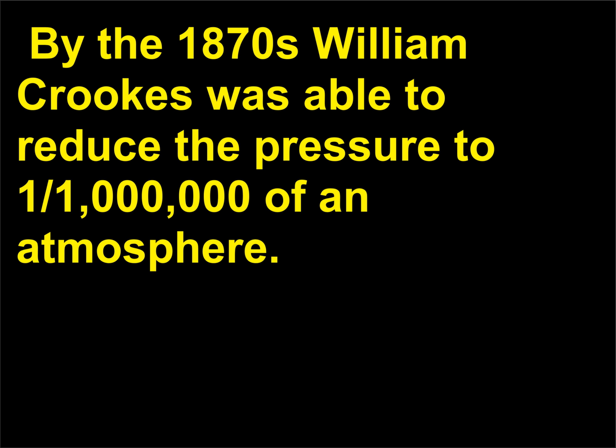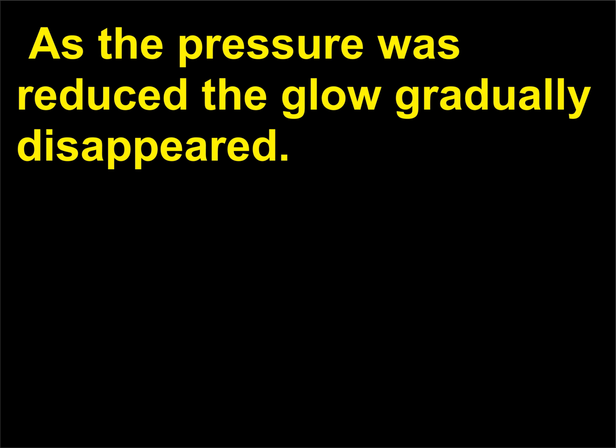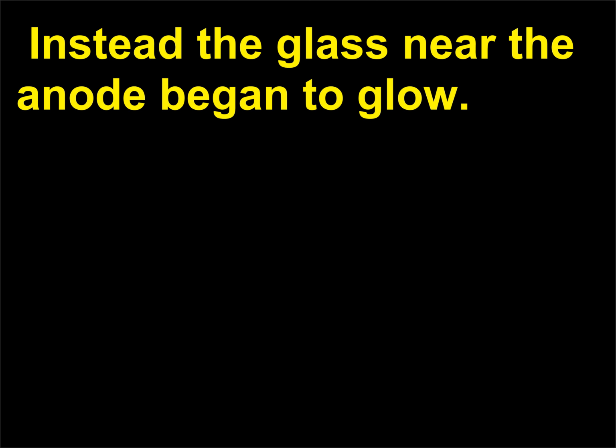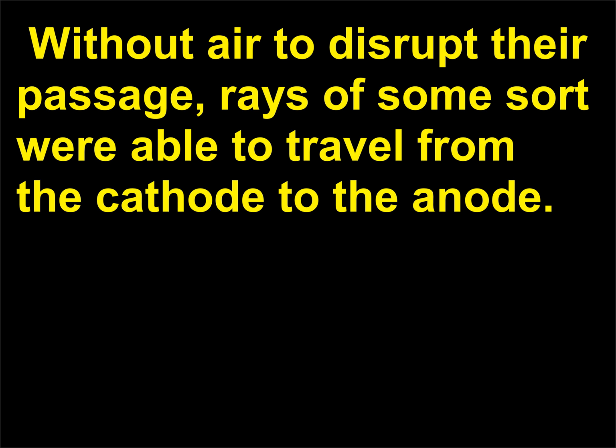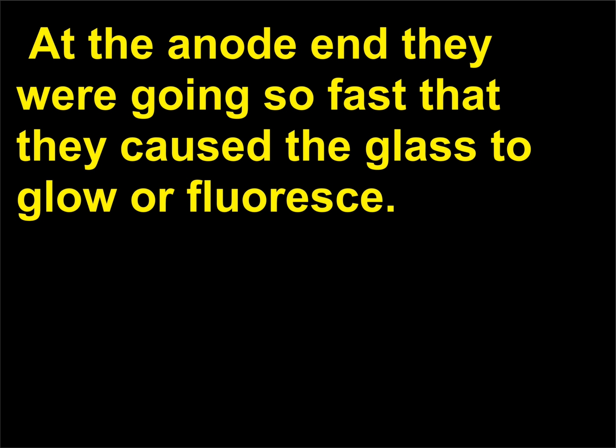By the 1870s, William Crookes was able to reduce the pressure to 1/1,000,000 of an atmosphere. As the pressure was reduced, the glow gradually disappeared. Instead, the glass near the anode began to glow. Without air to disrupt their passage, rays of some sort were able to travel from the cathode to the anode. At the anode end, they were going so fast that they caused the glass to glow or fluoresce.